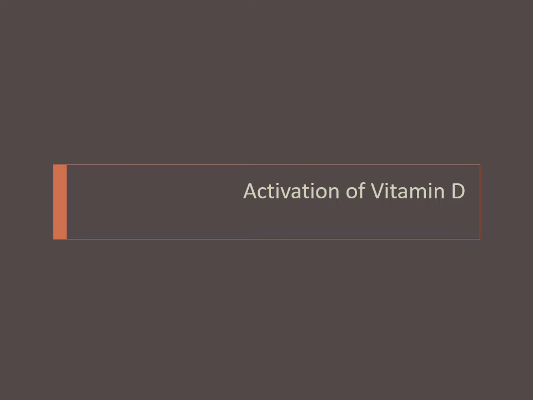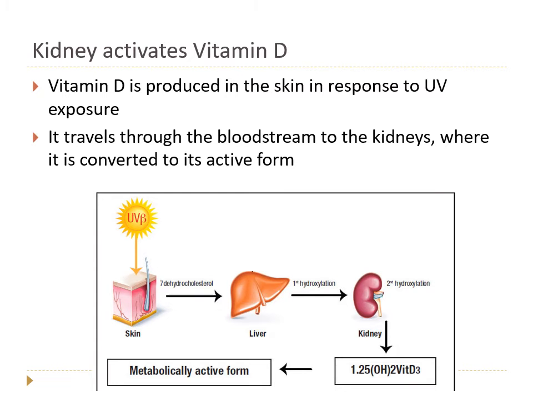The third and final special function of the kidney that we're going to talk about today is activation of vitamin D. We've talked about vitamin D before, way back in the beginning of the semester when we talked about skin, and then we talked about it again when we talked about calcium regulation when we did the skeletal system. So you'll recall that vitamin D is produced in the skin as a response to exposure to UVB rays.